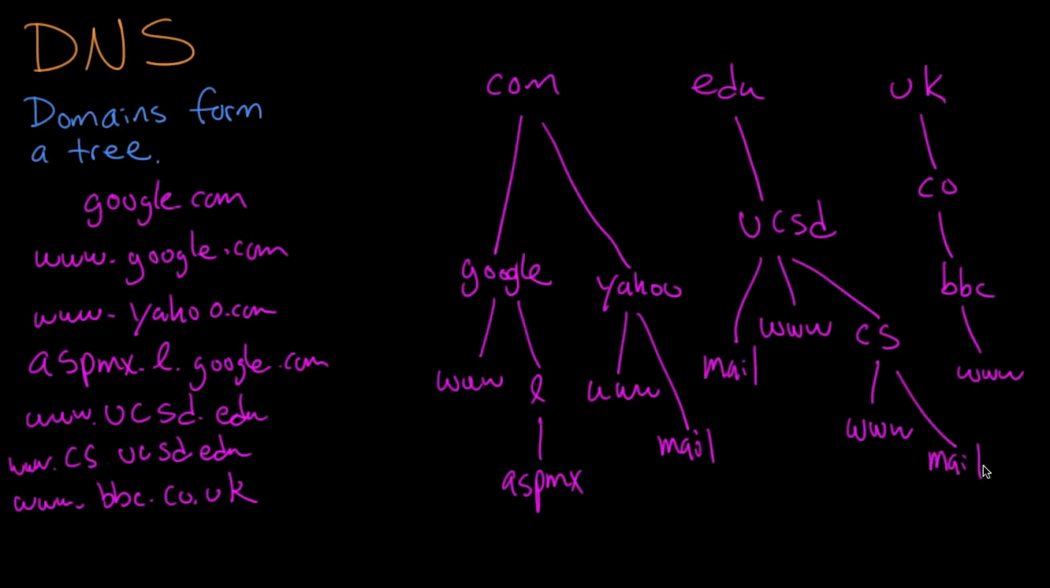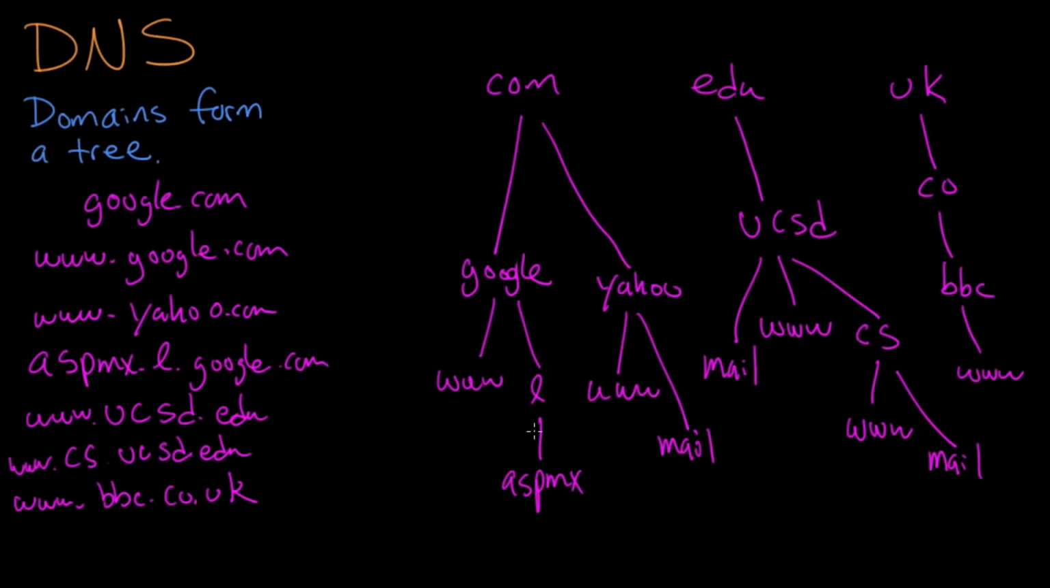So one thing we can see in this tree here is that there are many places where the individual names might be repeated. Like, this www here under Yahoo is obviously not the same as the www under Google, even though they have the same names, but they are in different places in the tree. So the whole point of each one of these domain names is to uniquely identify a particular location within the tree. So for example, this bottom one here, www.bbc.co.uk, represents this exact point in the tree. It doesn't represent any other place in the tree.